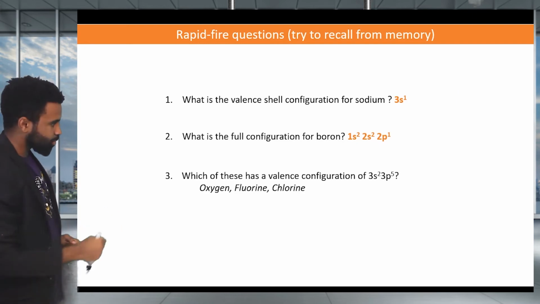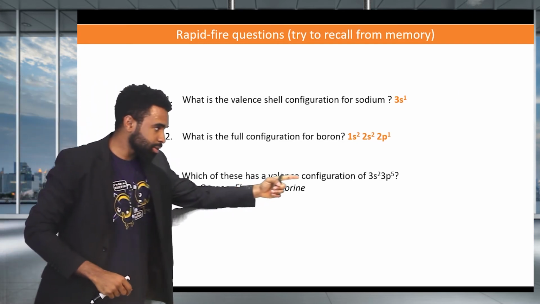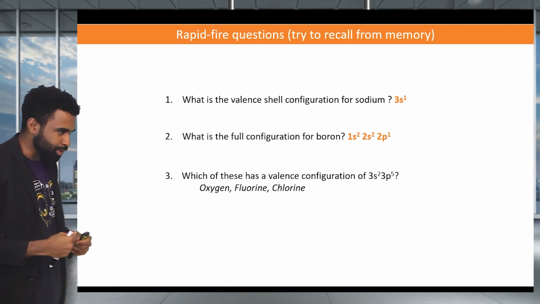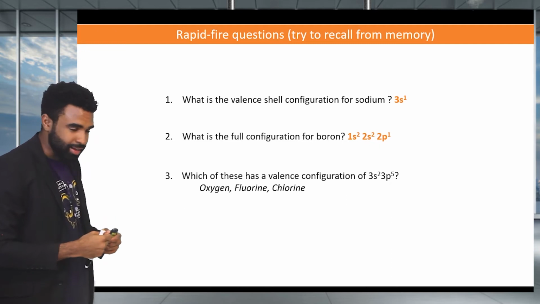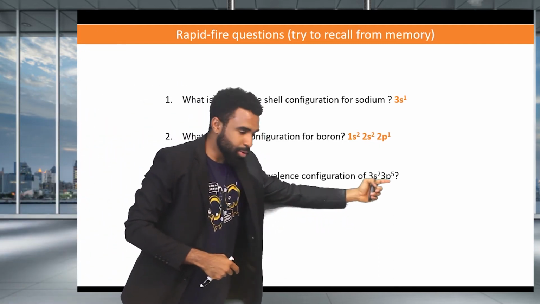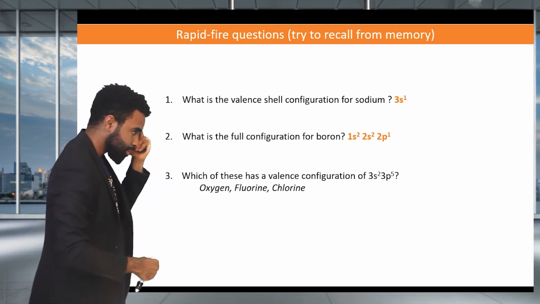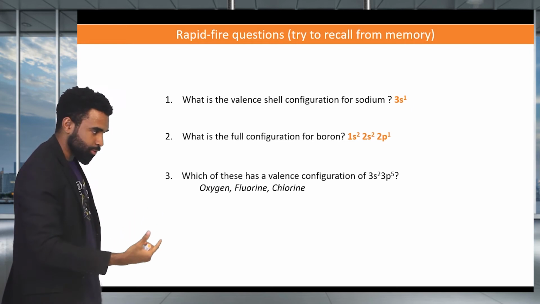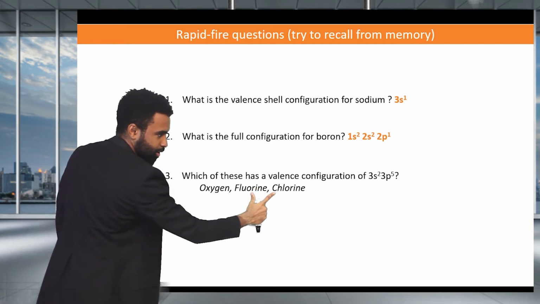Okay, next one. Which of these has a valence configuration of 3s2, 3p5? Again, pause the video. See if you can think through it. 3s2, 3p5. What's happening there? Well, we're almost full. 3s2, 3p6 would be full, right? So it must be just right before the full group. What's right before the full group? The halogens, either fluorine or chlorine.